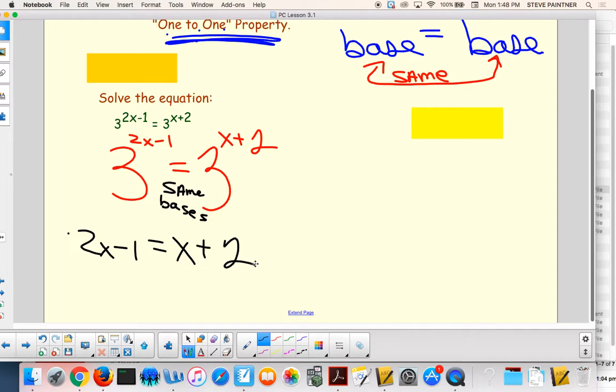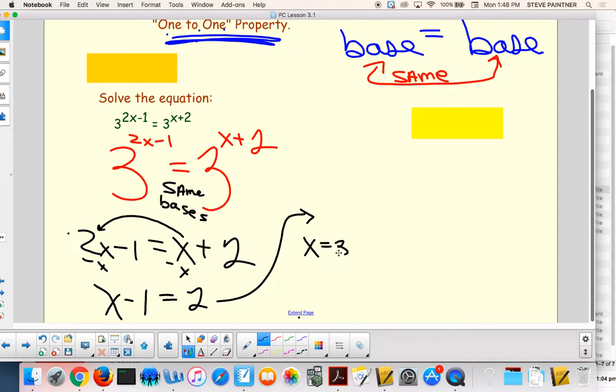You probably solved it by doing this, right? Move that over. You got x minus 1 equals 2. Better yet, x equals what? 3. How do you know you're right? Plug it in. This would be 3 to the 3 plus 2, 5. This one would be 3 to the 2 times 3 minus 1, 5. It works, right?